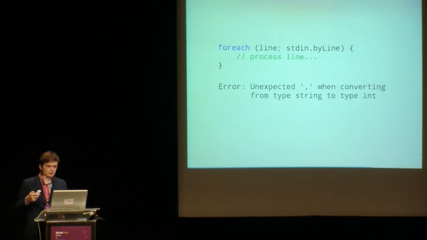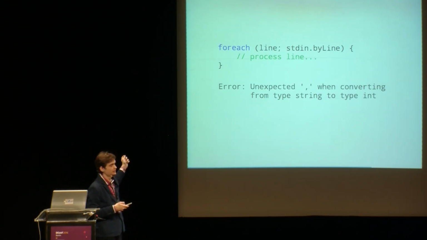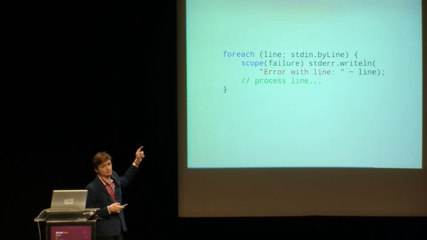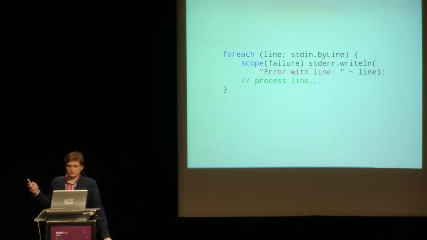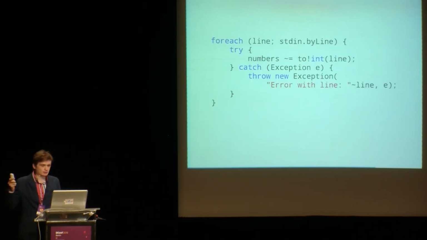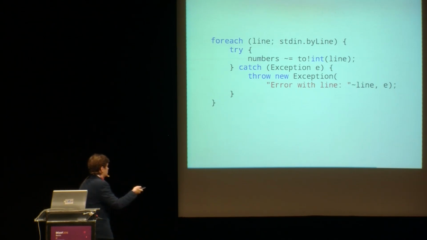So one question that sometimes appears is, you process a long file and you want to add some context to exceptions. You could do something like this: with scope(failure), which is an awesome feature, you can write the line number or just the line that you had an error with. Another thing you could do is wrap the contents into a try-catch block and throw a new exception and append the old exception there manually.